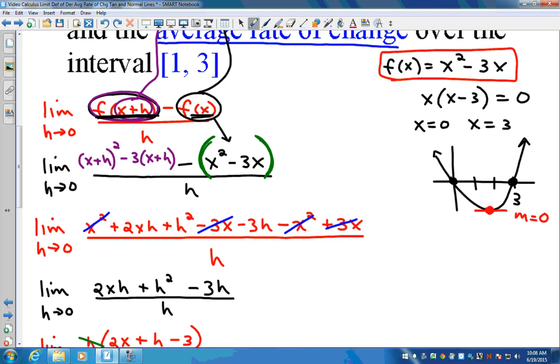And you may say, oh, if we knew that from the beginning, why would we need to? Okay, well, what if they asked you for the slope at x equals 1? What's the slope at x equals 1? What's the slope at x equals 0? What's the slope at x equals 3? All right, they're going to be different values, right?